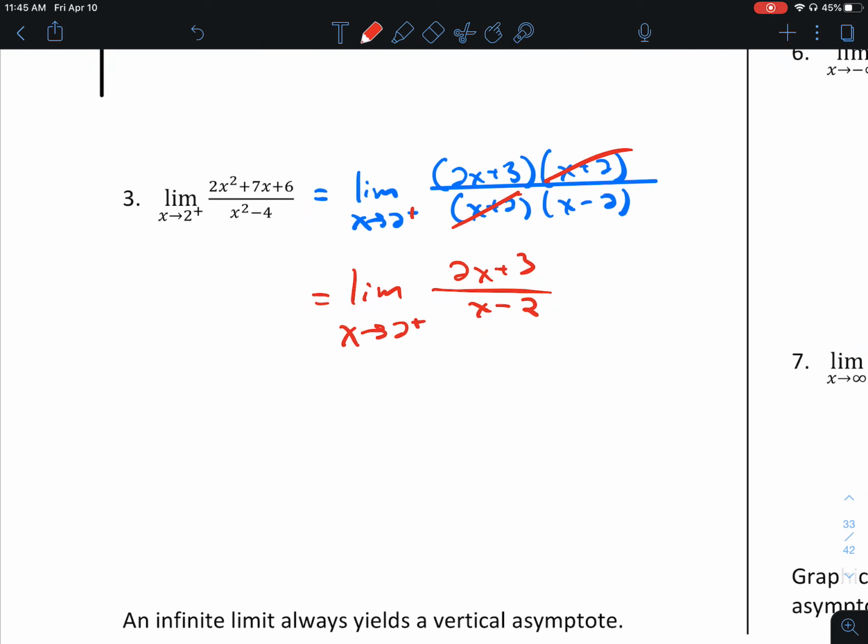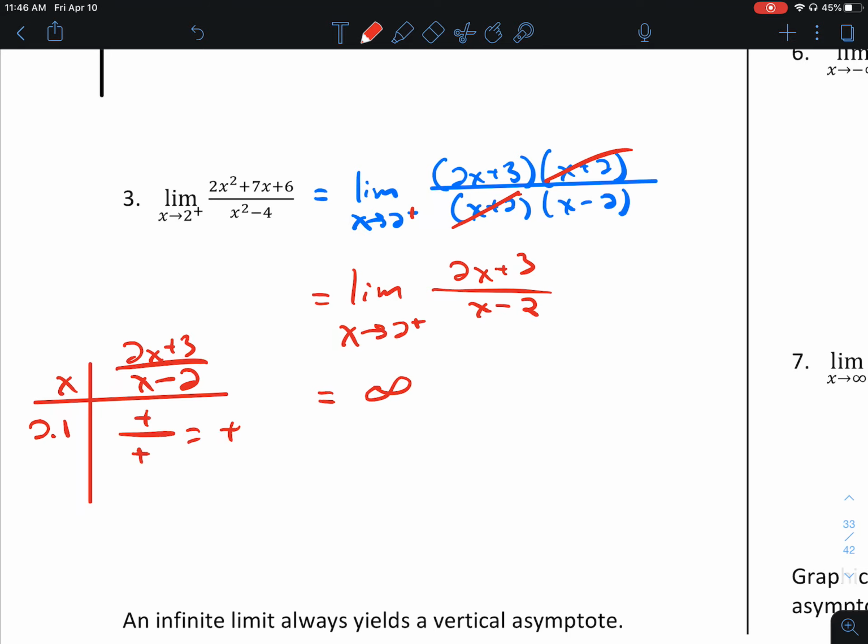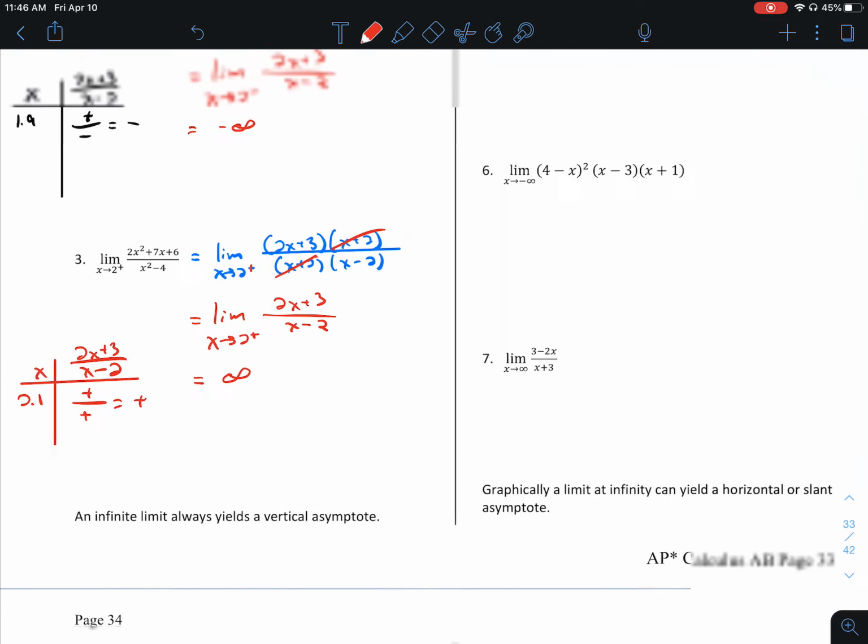So once again, if we make a little table with x and y, pick a number to the right of 2, something super close, like a 2.1. If you put that into the numerator, 2 times 2.1 plus 3 is positive. Denominator 2.1 minus 2 is... no, it's positive. If you divide two positives, you get a positive. That tells us that if we approach this vertical asymptote from the right, it's going to be approaching infinity.